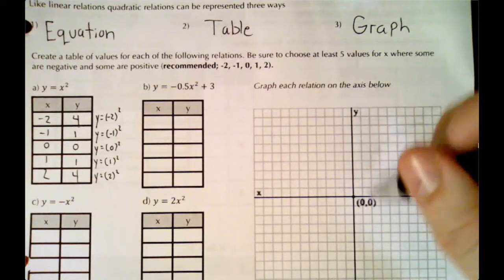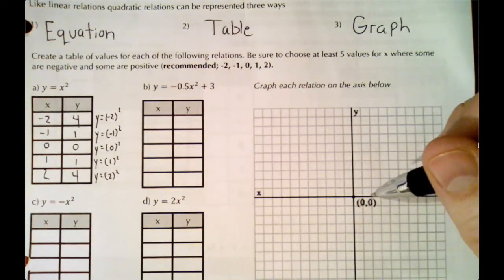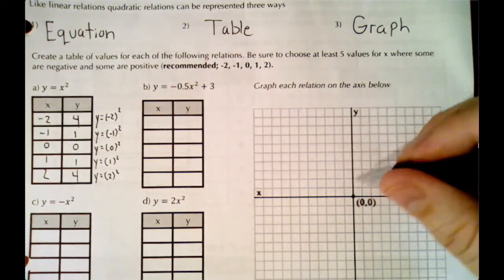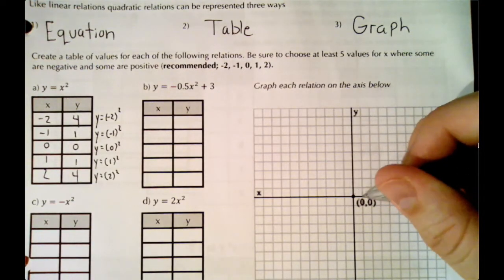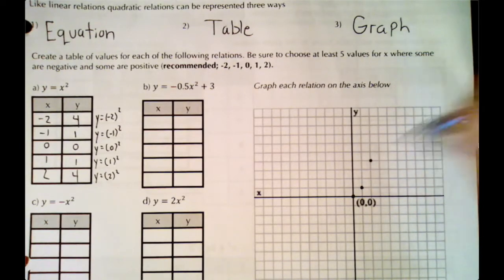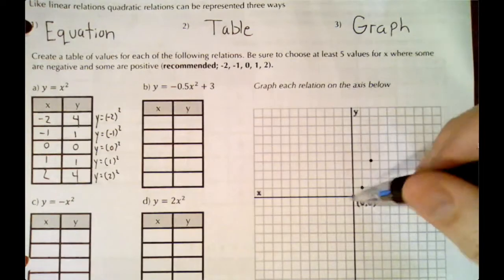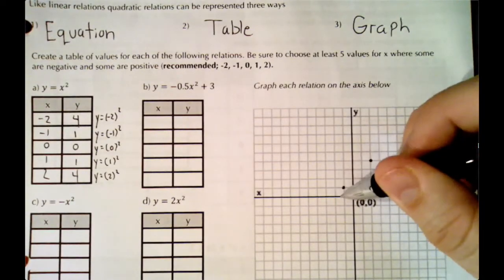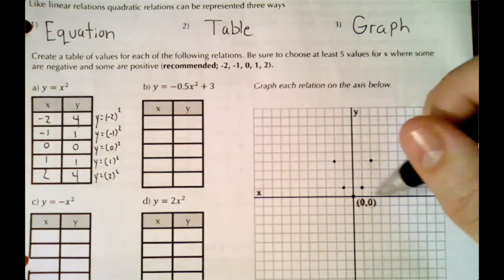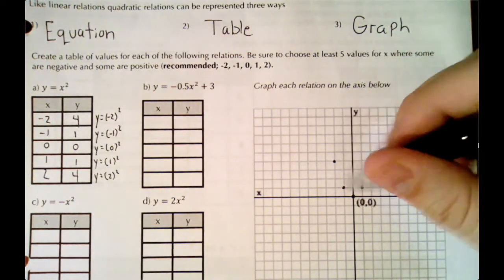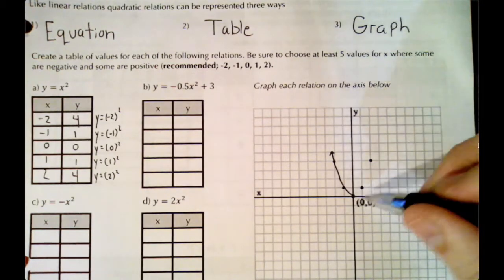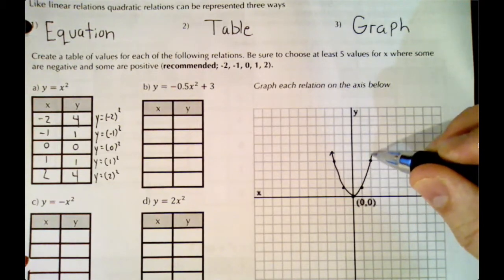0, 0. I'm going to use each of these boxes representing 1. 0, 0 is right here. And 1, 1 would be here. And 2, 4 would be here. And -1, 1 would be here. And -2, 4 would be here. And I'm going to take these points and draw a smooth curve through them, and I'm going to extend it just a little bit. So I'm going to start at my vertex, I'm going to go up to the right, and I'm going to extend a little bit. And I'm going to take this, and I'm going to extend a little bit.